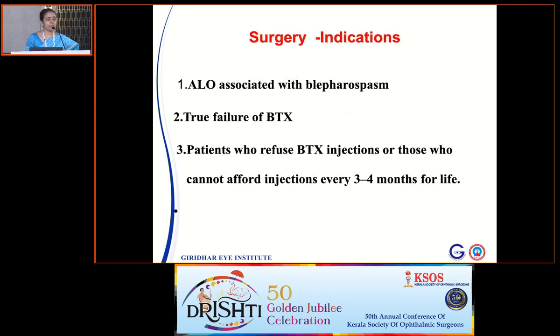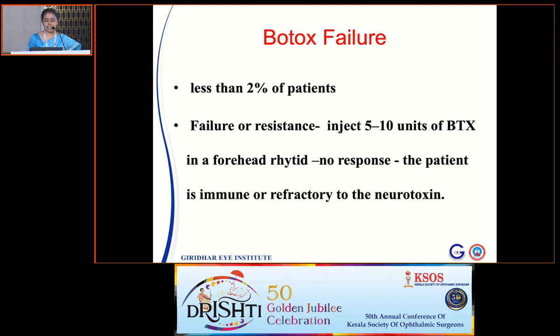So coming to surgery, the indications are apraxia of lid opening associated with blepharospasm, true failure of Botox, patients who refuse Botox injections, or those who cannot afford injections every 3 to 4 months, or like 6 months. In my practice, primarily 1 and 3 form the major indications. True failure of Botox is extremely rare. It is seen in less than 2% of cases. To assess the failure, you can inject 10 units of Botox in the forehead, right it, and see the response. If there is no response, that means the patient is immune or refractory to the toxin.